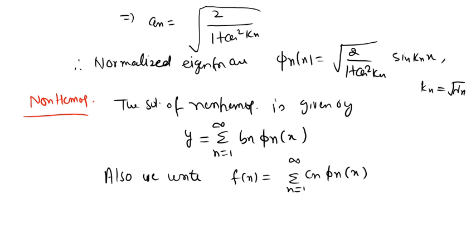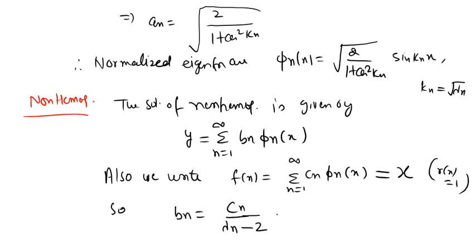And what is f x here? f x is x and r x is 1. We have proved in the article what Bn is. So Bn will be Cn by lambda n minus mu, where mu is 2. We know lambda n, so just find Cn and fit it here, and you get Bn. So what is Cn?